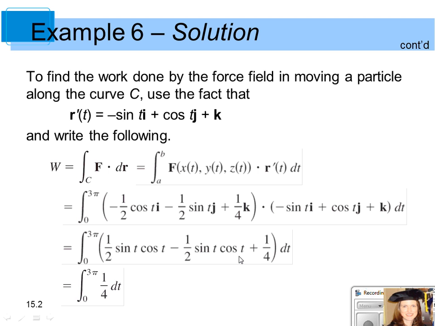You can then simplify it because these end up being opposites, and we get this pretty simple definite integral from 0 to 3 pi of 1/4 dt. And then when you evaluate that, we get 3 pi over 4. So this is going to be the work done on that object as it's moving along that helix within that vector field.